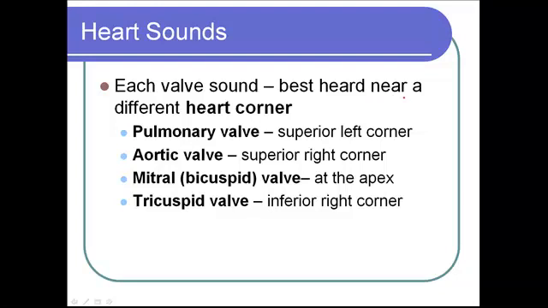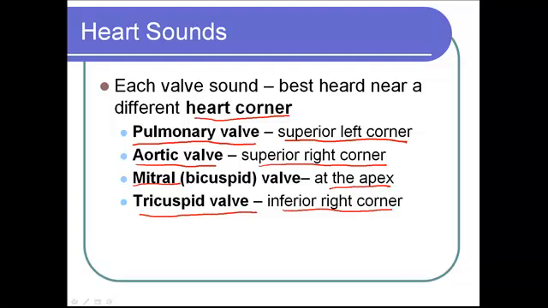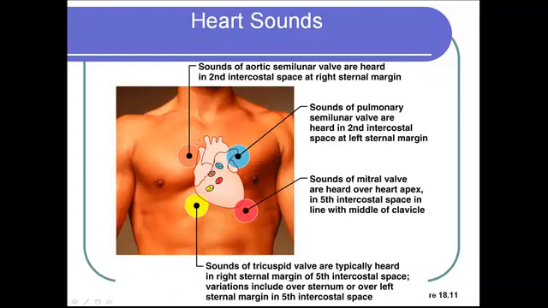Each valve sound is best heard near a different heart corner. If you want to hear what the pulmonary valves are doing, you're going to go to the superior left corner. Now you have to remember where those four corners are. The aortic valve is in the superior right corner. The mitral valve is at the apex, and the tricuspid valve is at the inferior right corner. And you can listen on the chest in those specific areas and hear those specific valves, and you're listening for leaks or heart murmurs. So here are the four corners, and you're listening to the different valves.